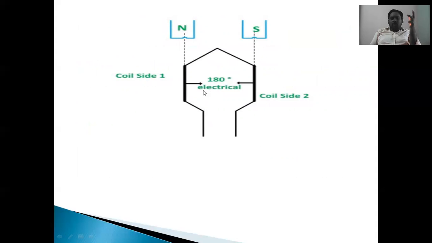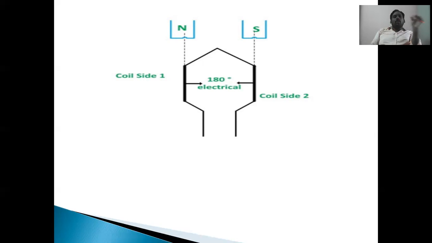In a full pitched coil, this is the coil span: the distance between two coil sides. That is equal to the pole pitch. Pole pitch means this is the identical reference point of the north pole, and this is the identical point of the south pole. The distance between these two identical points is called the pole pitch. Coil sides are nothing but conductors. In an alternator, when the coil side or conductor of a coil is placed in a rotating field system, EMF gets induced.